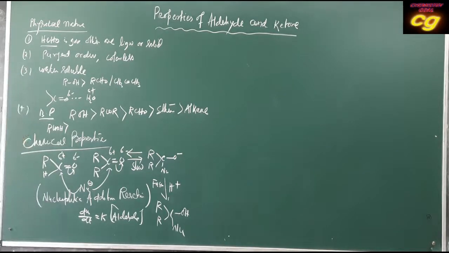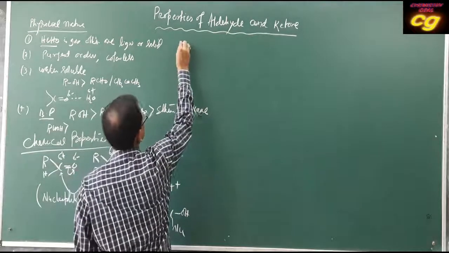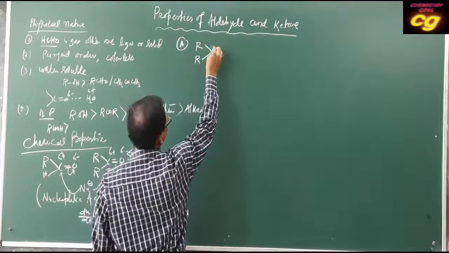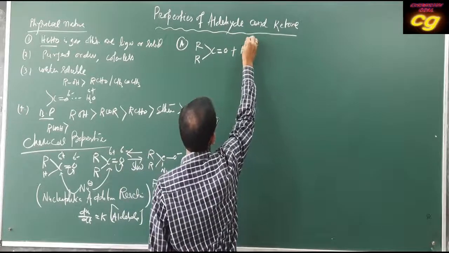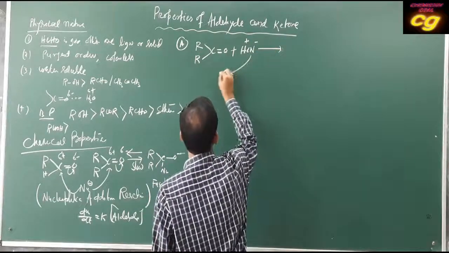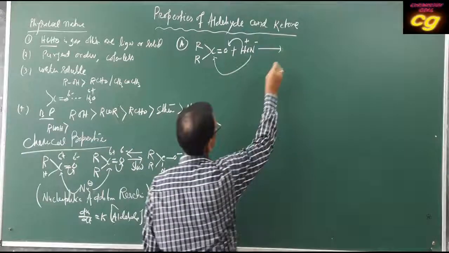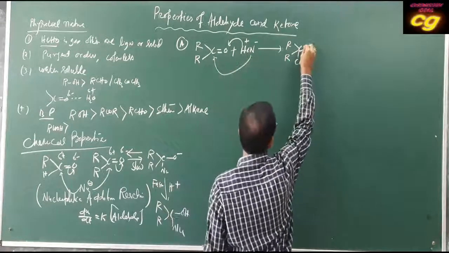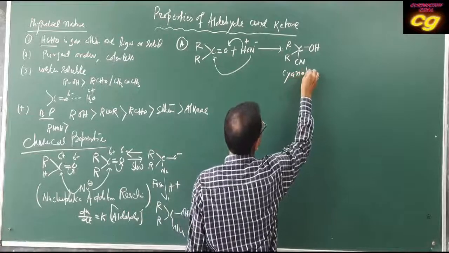And what are the nucleophilic addition reactions shown by aldehyde and ketone? Let us discuss. The first reaction: you take any aldehyde or ketone, let it be RR, no problem. If you add hydrogen cyanide, CN minus goes here and H plus here. The mechanism is the same, first step slow, then the second step. The product will be R R C attached to CN, the double bond becomes single bond, then OH. This is called cyanohydrin.